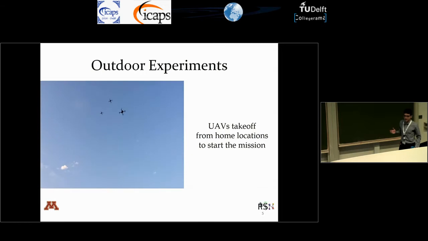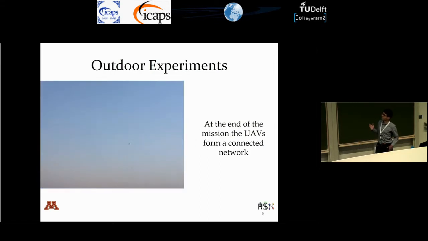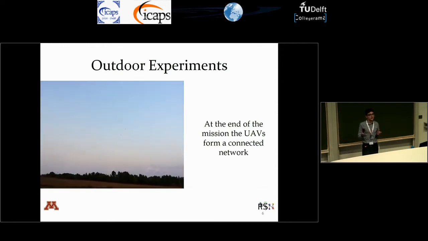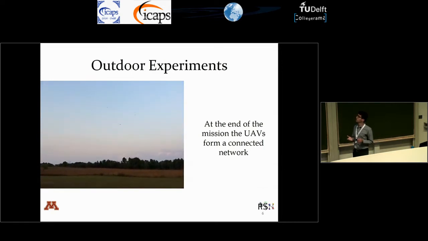In this field experiment, the UAVs first take off from their starting locations to start their mission. And at the end of the mission, after they complete it, they would like to form a connected communication network, for example, to exchange the data they gathered during the mission.